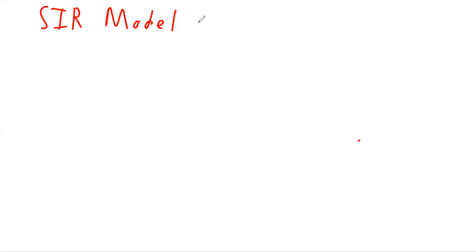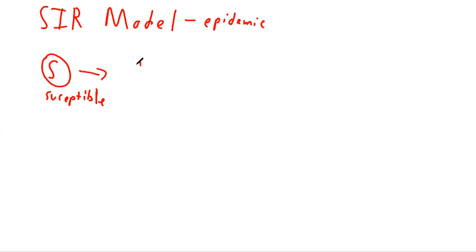The SIR model is a simple model for looking at epidemic spread of an infection across a population. It's termed SIR because, well, it's a three-state dynamical system. The susceptible population, the infected population, and the recovered population.